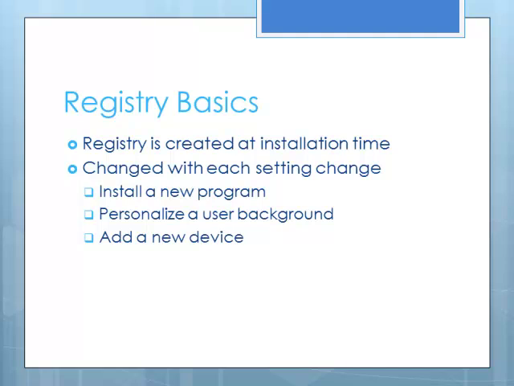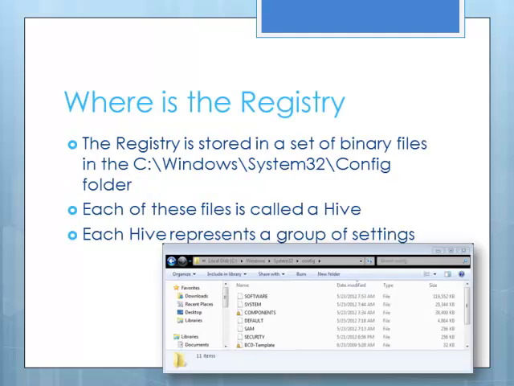The registry is created at the time that you install the operating system on the computer. And every time you change a setting through the Control Panel, that change gets saved in the registry. So if you install a new program, changes get made to the registry. If you personalize a user's background, changes about that get saved in the registry. If you add a new device, or if you remove a device, that gets saved in the registry.